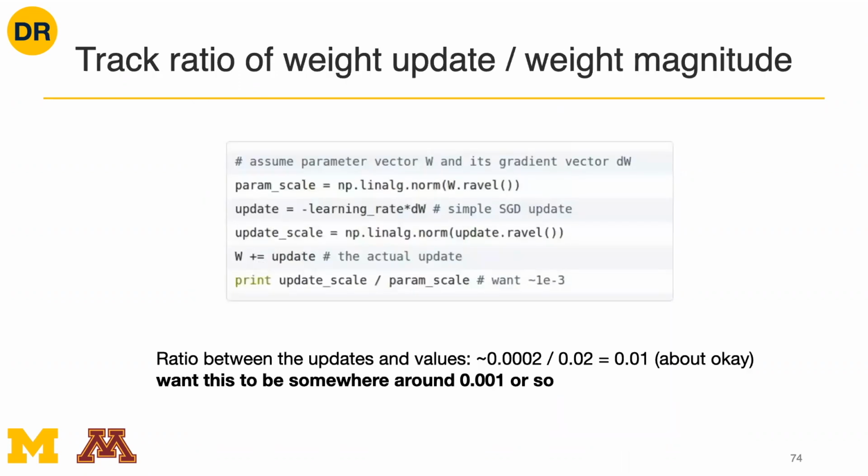So one other commonly used value that people tend to track to see if something is wrong with their training is the weight update to weight magnitude ratio. Apparently there is a sweet spot for the value. And if it is too big or too small, then you probably want to look into your hyperparameters and see what's going on.